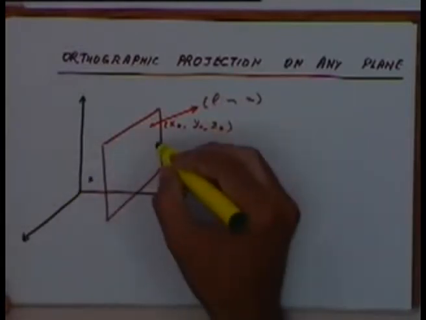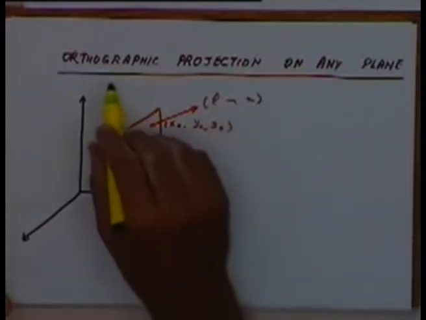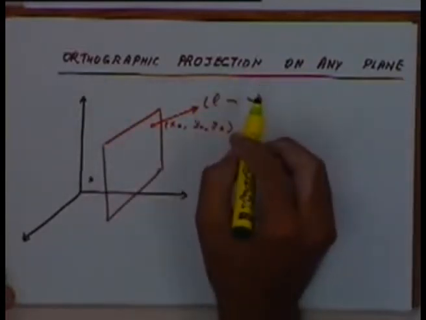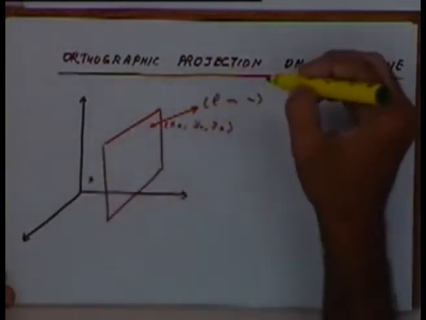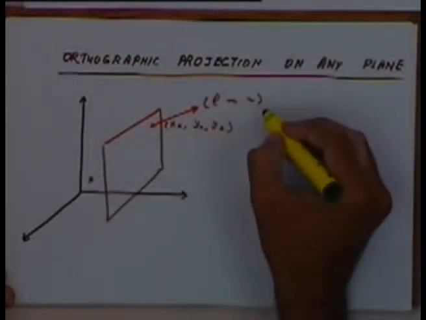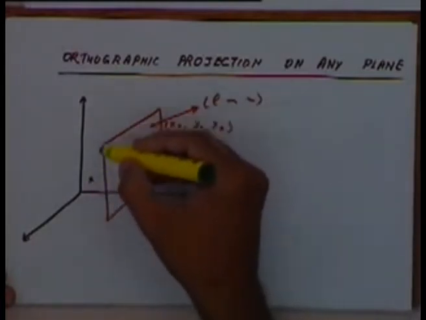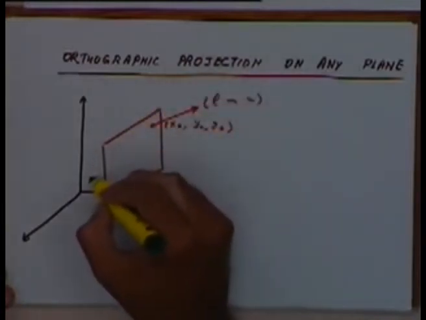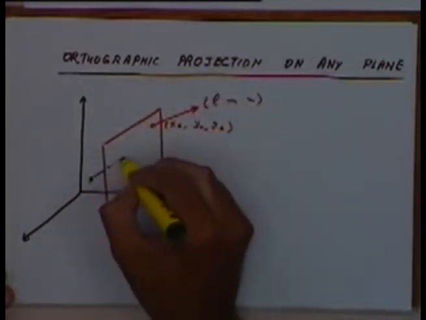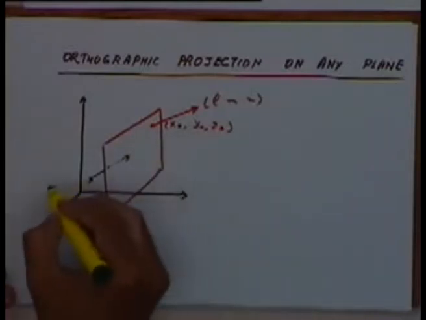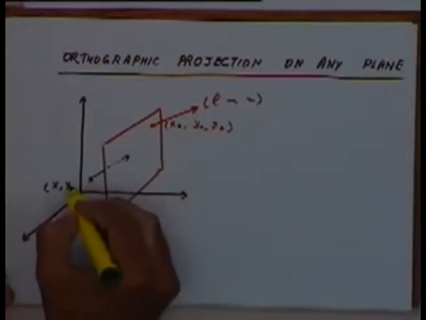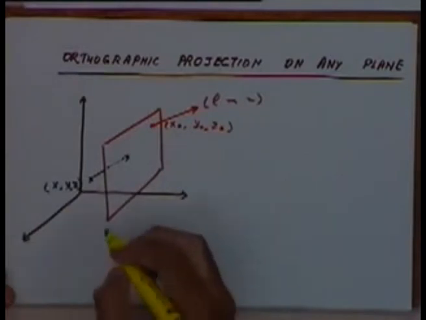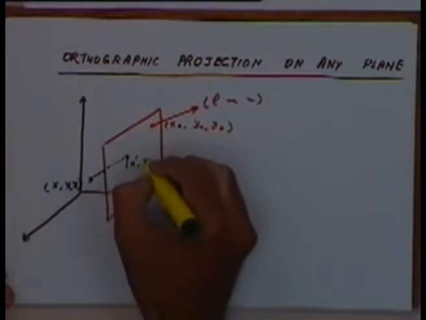and I want to project it onto this plane. Mind you, right now I am talking of an orthographic projection. So my direction of projection is going to be the same as the direction LMN, because my direction of projection is going to be perpendicular to this plane. So this point, which is some point x, y, z, will get projected onto x prime, y prime, z prime.